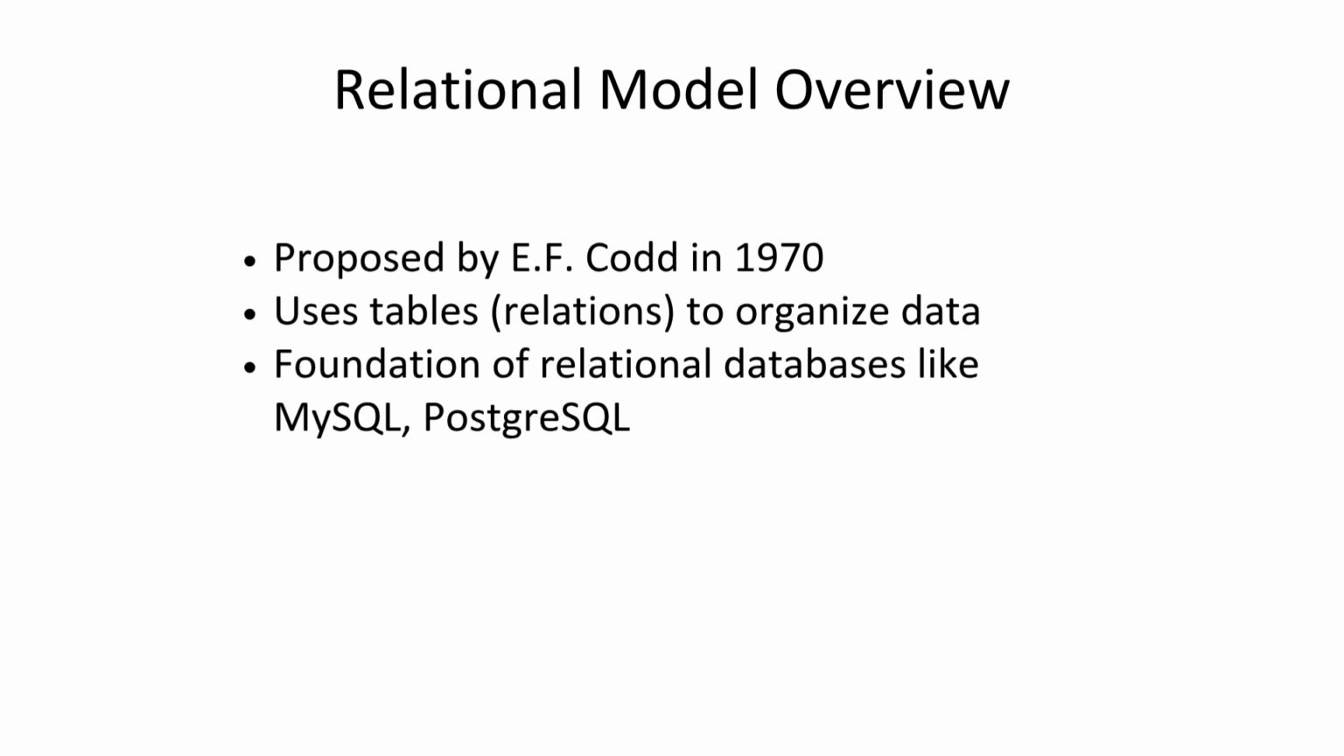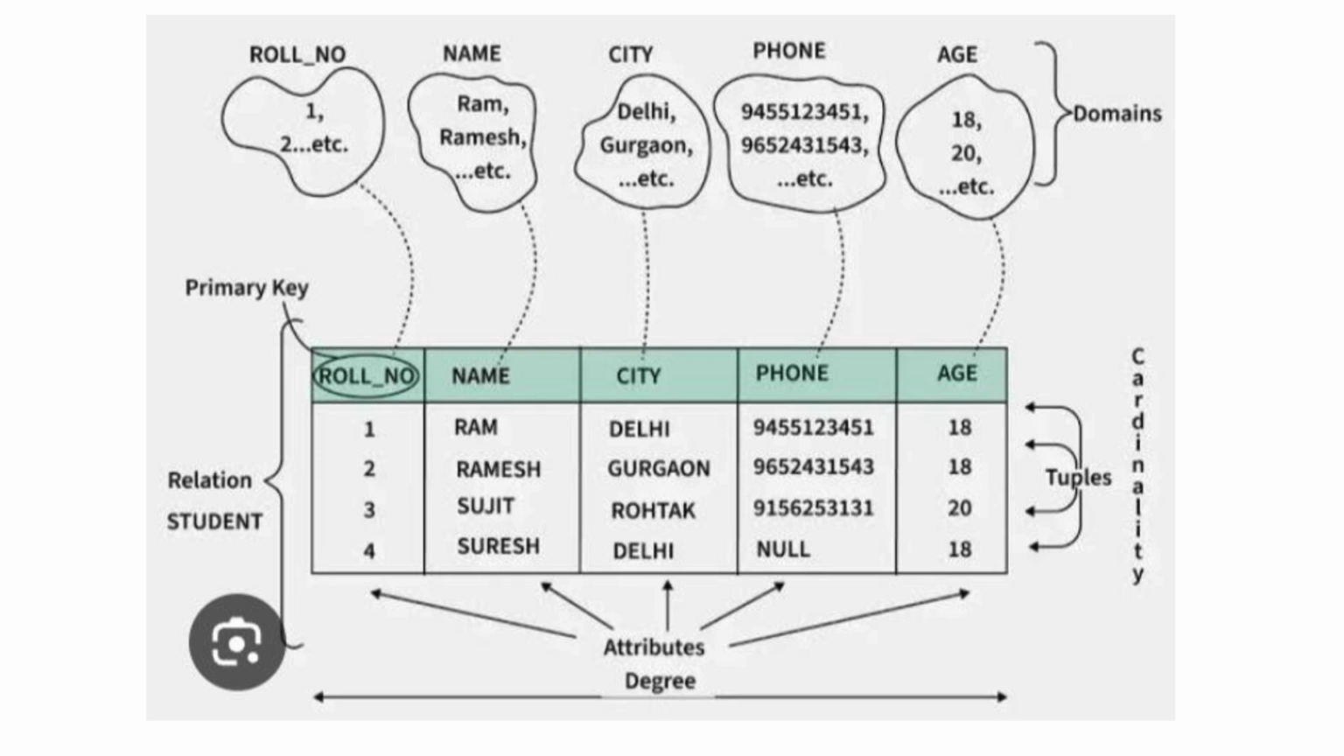In this model, all data is represented in the form of relations, which we commonly refer to as tables. Here is why this model became so popular. It uses a simple two-dimensional table to represent data. Each table has rows, meaning records, and columns, meaning fields, which makes data easy to read and query. The structure allows for mathematical operations and logical reasoning to process information. Relational databases based on this model include industry giants like MySQL, SQL Server, Oracle, and many others.